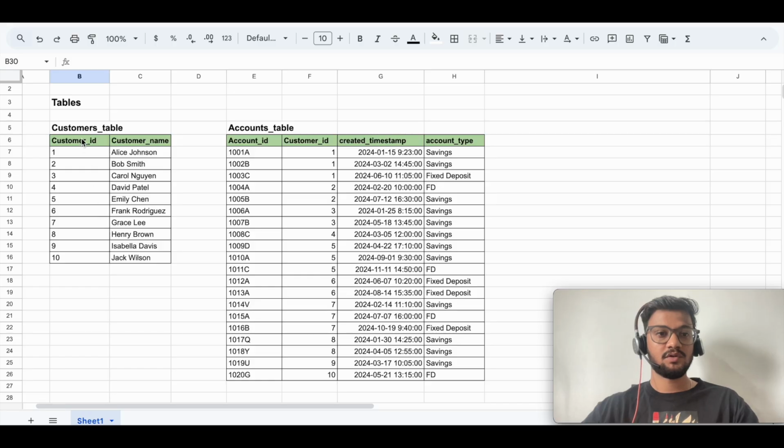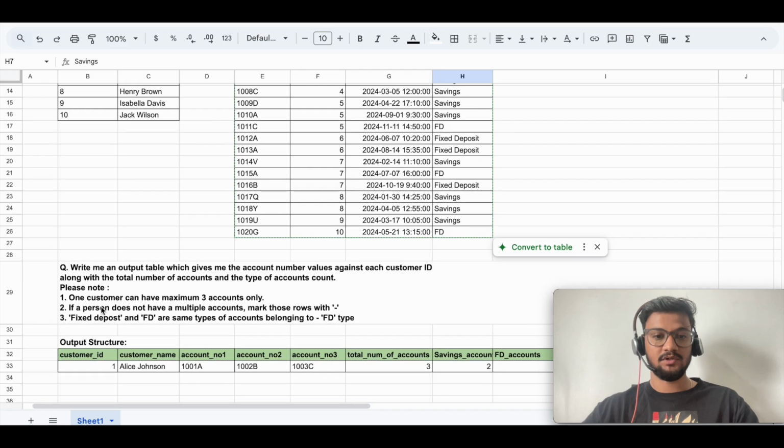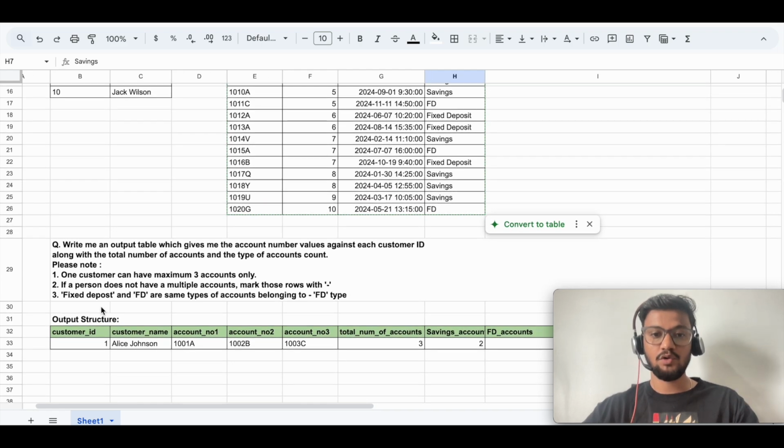We have two tables. One is the customers table and one is the accounts table. The customers table has customer ID and customer name, and the accounts table has account ID, customer ID, created timestamp, and account type. Now, the question which was asked was, write an output table which gives me the account number values against each customer ID along with the total number of accounts and the type of accounts count.